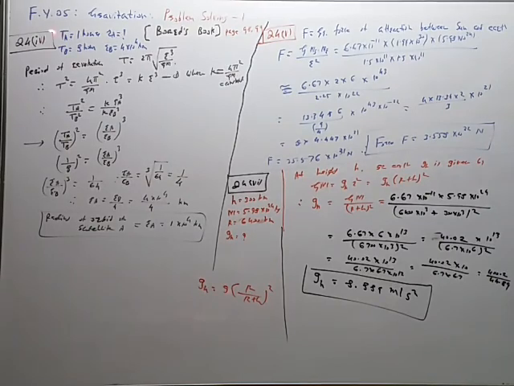So in this problem, question number 4, we have used Kepler's law: T square directly proportional to r cube.